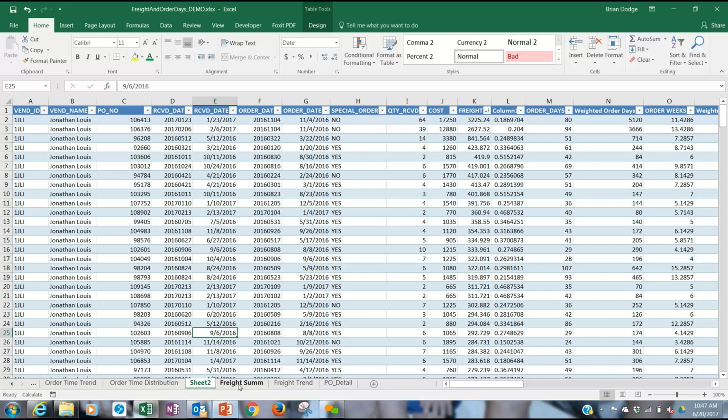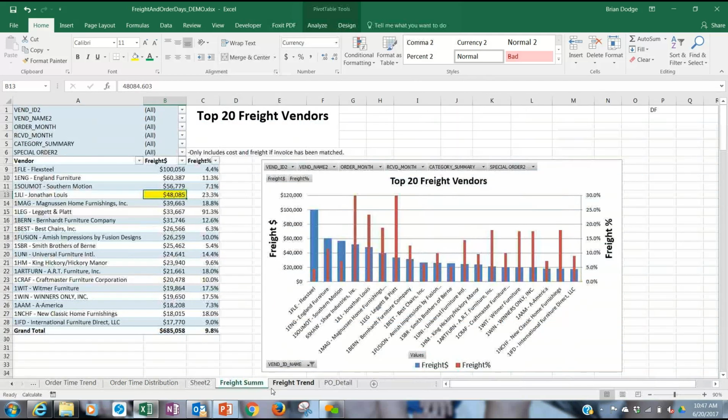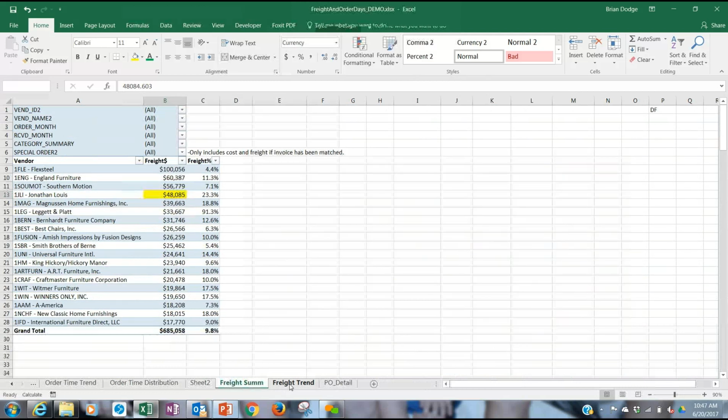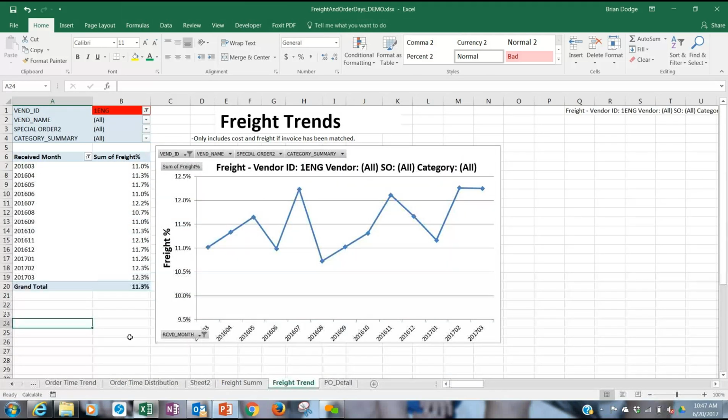Okay. So again, it's your top 20 freight vendors, and then just like the order time trend, we also can look at a freight percentage trend by vendor, or we can look at all vendors combined. Typically you look at individual vendors. So in this case, we're looking at England Upholstery vendor. You can see it fluctuates quite a bit between roughly 10.5% to almost 12.5%.